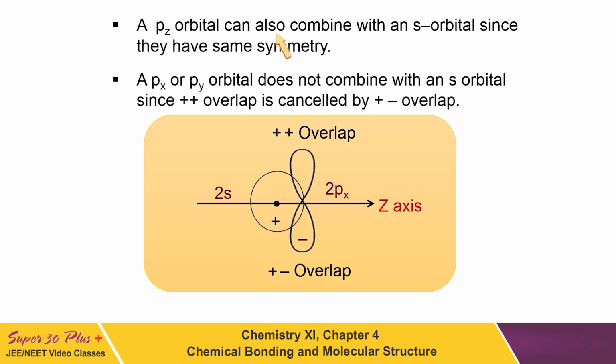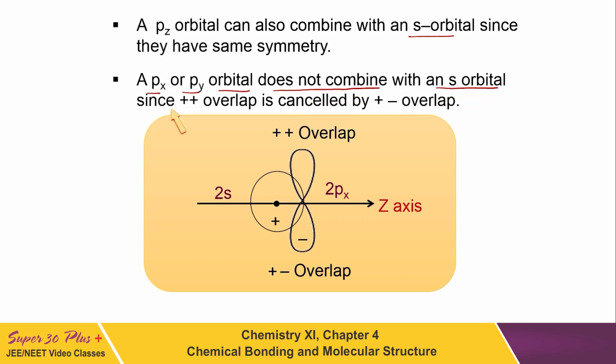A pz orbital can also combine with the s. Now if there is a combination of p and s, it will be pz and s. It is very important, students, please remember, px and py orbitals do not combine with the s orbital.